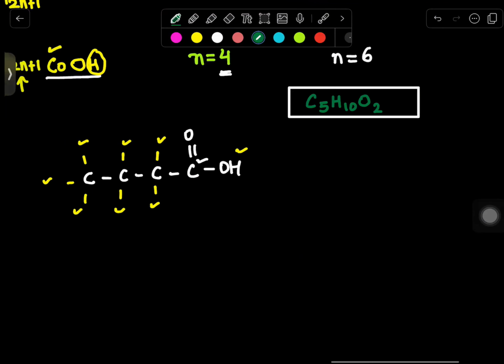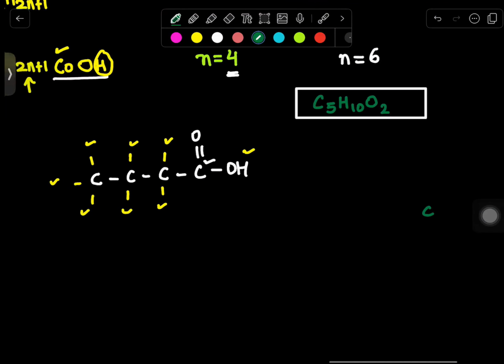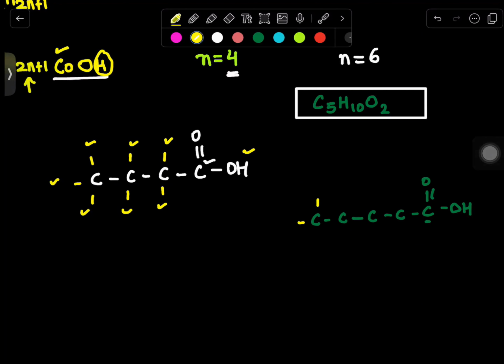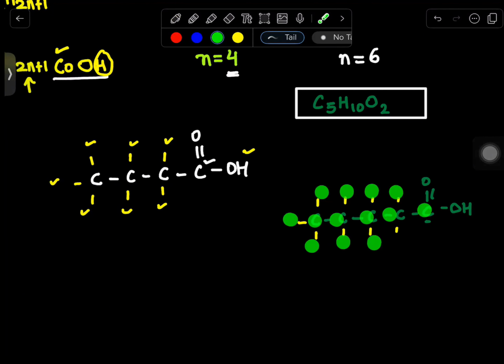Okay, let's see. So we know it's an acid. So I'm going to draw my COOH first and then the rest of the carbon. So there's 1 carbon here and 4 more carbons: 1, 2, 3, and 4. And I can just draw these arms for hydrogens. So there's 5 carbons, 1, 2, 3, 4, 5. There's 1, 2, 3, 4, 5, 6, 7, 8, 9, and 10 hydrogens and 2 oxygens. That means your answer is correct.